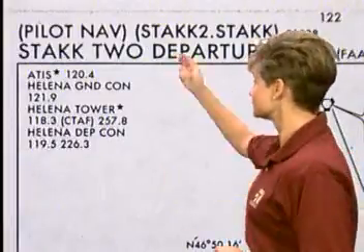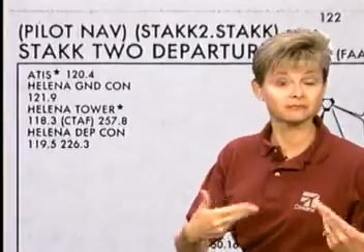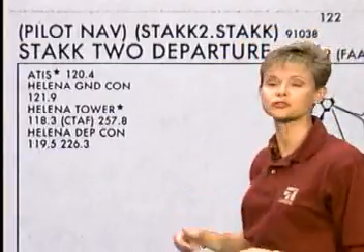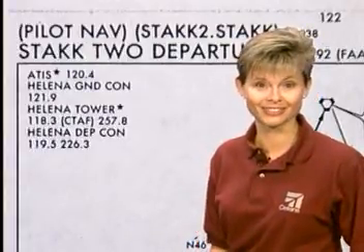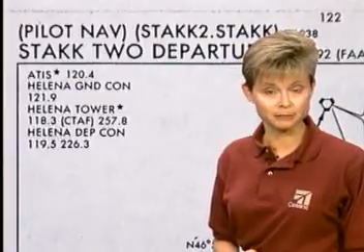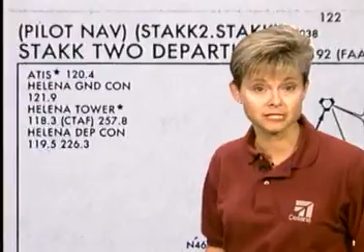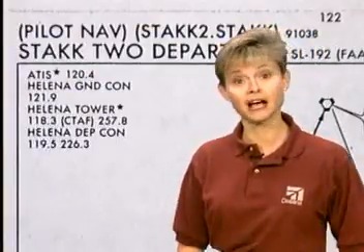The 2, as you see here, is the version number. Each time they change it, they increase the number. And the second stack means you'll transition to the rest of your route from stack intersection. In your flight plan, when you give the flight service station person stack2.stack as the first part of your route, ATC will know exactly what departure procedure you want to fly.